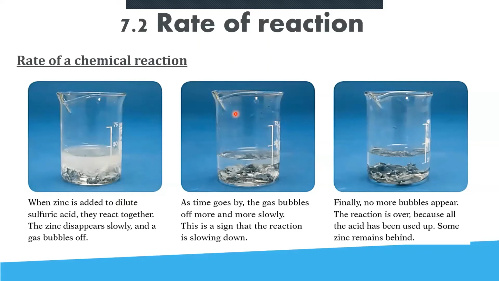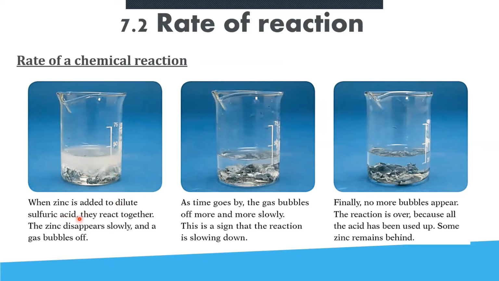Take a look at this example. As you can see, the first one here is zinc added to sulfuric acid. So a metal is reacting with an acid, which means hydrogen gas will be formed, right? Hydrogen gas will be formed. So if a gas is formed, the observation for the reaction will be bubbles or effervescence.